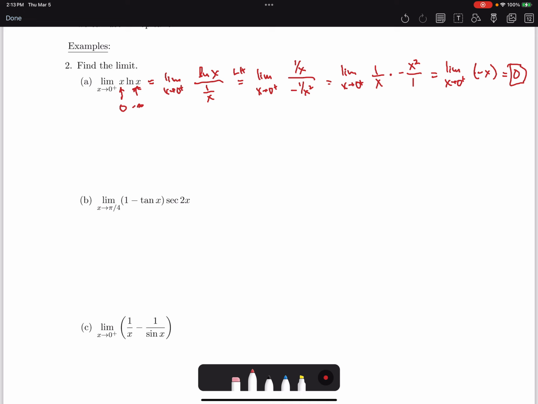Let's see another example. For part B, we have the limit as x approaches pi over 4 of 1 minus tangent x times secant of 2x. Well, if we plug in pi over 4, tangent of pi over 4 is 1. So 1 minus tangent of pi over 4 is going to be 0. Meanwhile, secant of 2x, well, if we plug in pi over 4, 2 times pi over 4 is pi over 2.